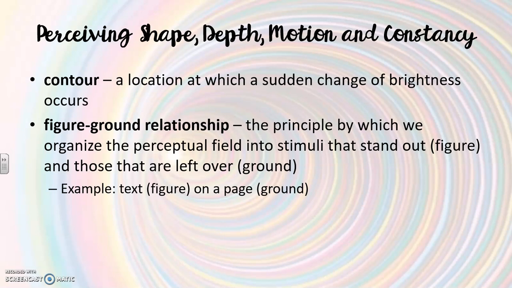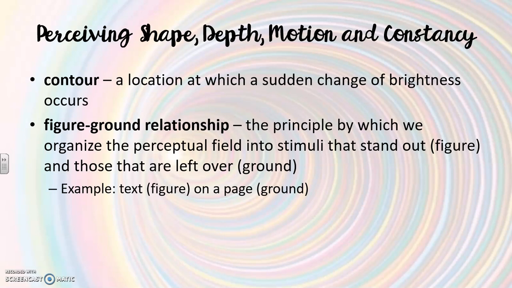We're also going to look at figure-ground relationship. And this is a principle that kind of looks at what stands out and what is left over. So a really good example is text on a page or even text on this screen. The text is the figure, and the screen or the page is the ground. It's in the background. It's not really what you're focusing on.